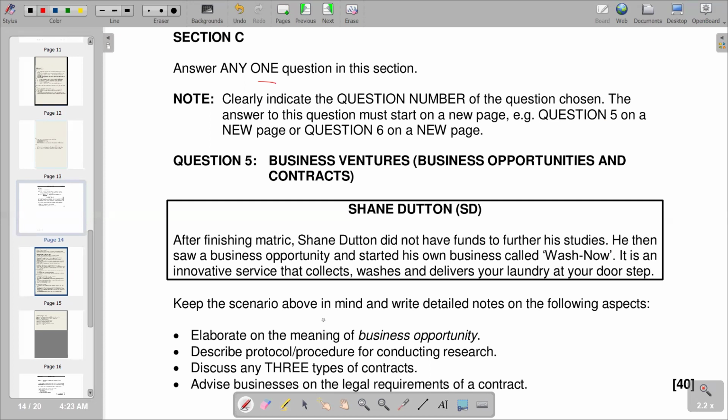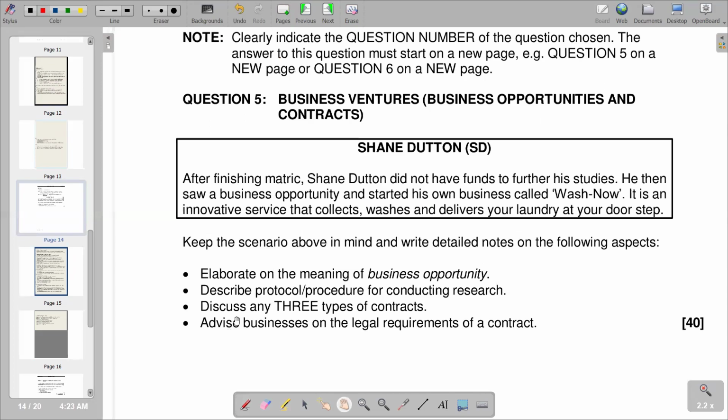Then keep the scenario above in mind and write detailed notes on the following aspects. The first one is: elaborate on the meaning of a business opportunity, and then describe the protocol or procedure for conducting research. The next one, discuss any 3 types of contracts. Next, advise businesses on the legal requirements of a contract.